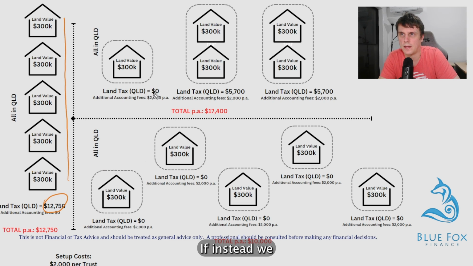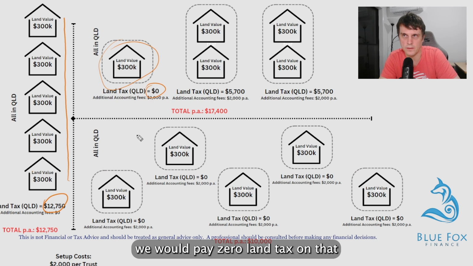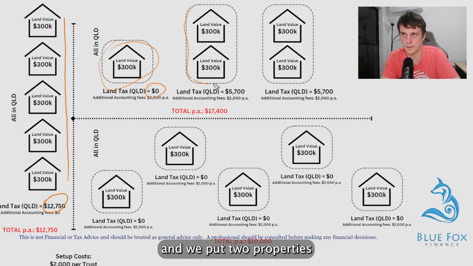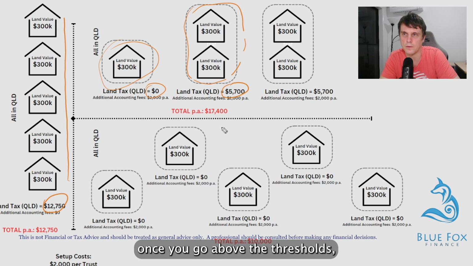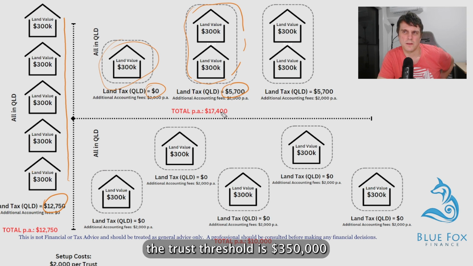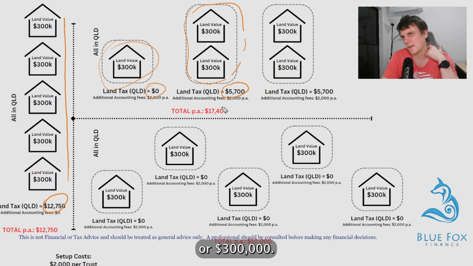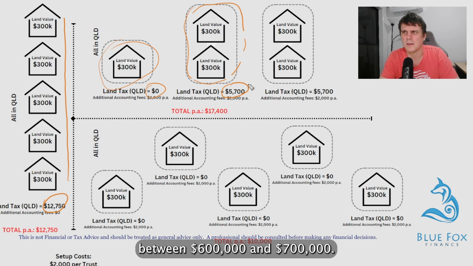If instead we decided to put 1 property in 1 trust, we would pay 0 land tax on that, but we put 2 properties in our next trust. The land tax on that one goes up to $5,700. It goes up massively once you go above the threshold, especially for trusts. So I think, don't quote me on this, I think Queensland, the trust threshold is $350,000 or $300,000. It's somewhere in that realm. And for an individual, it's between $600 and $700.